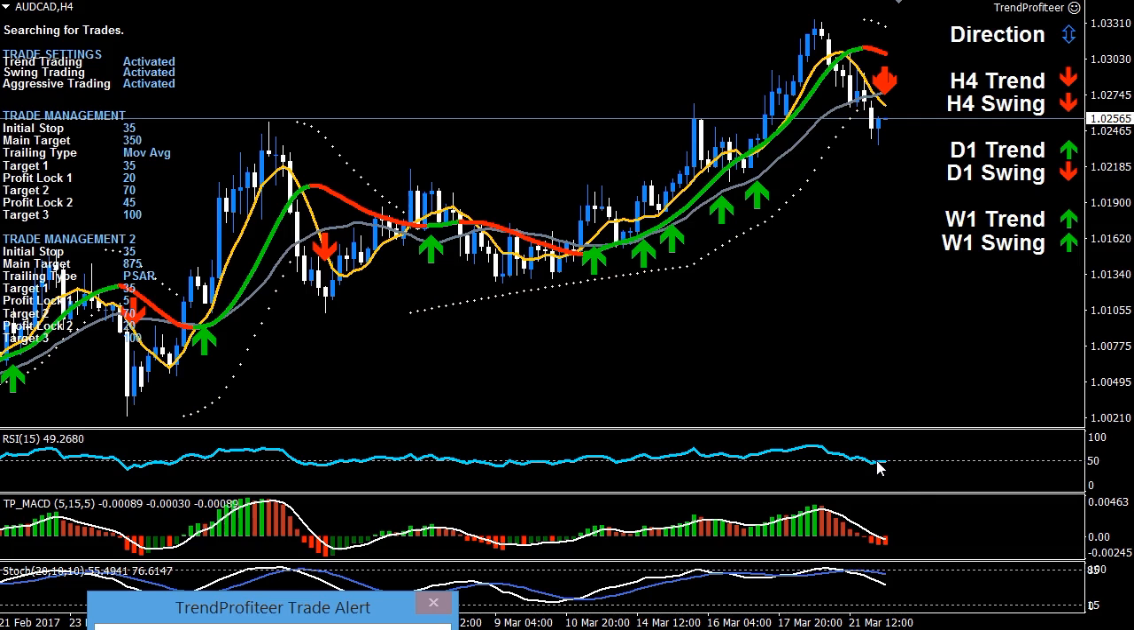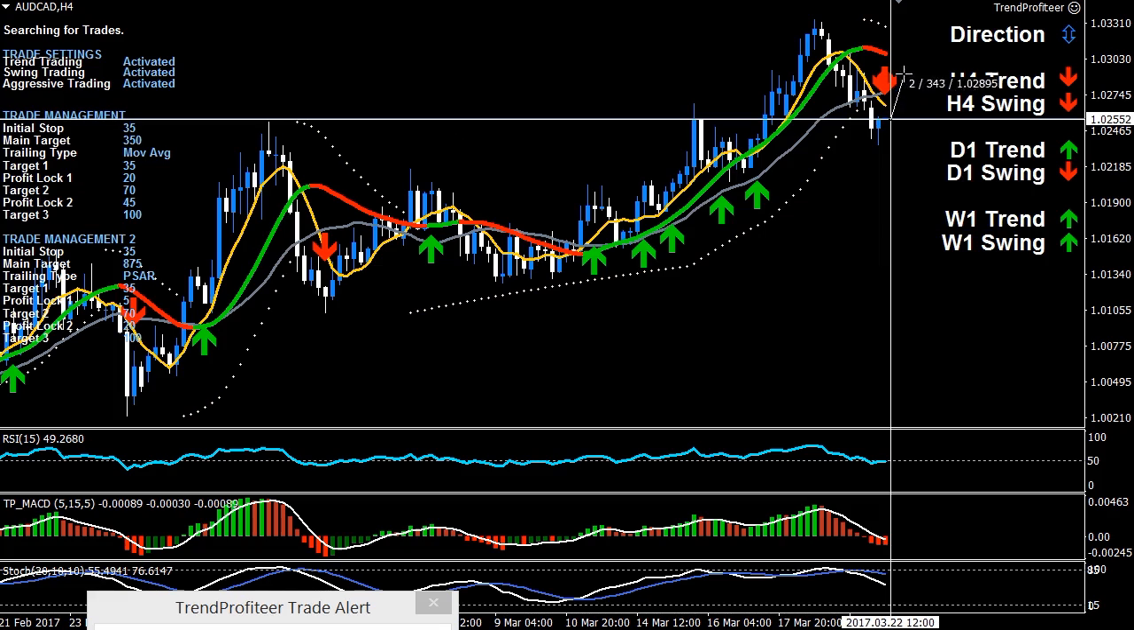My RSI is below 50. That's what I want. My MACD is below the 0 line, and my stochastic has already changed over to the downside. So let's take a look at how much we can make here. To start off with, only around 40 pips, even less, 30 pips. Maybe even 50, it just depends on how tolerant you feel for the trade.